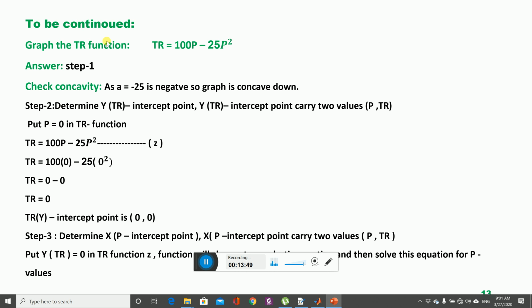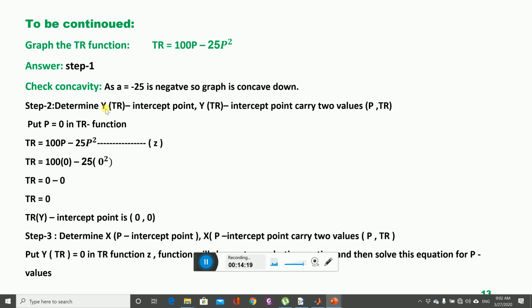Now we are going to graph the total revenue function. This is the total revenue function, 100p minus 25p square. This is a quadratic function, the highest power of the independent variable p is 2. Now we are graphing this using the steps. In the very first step, we check concavity. The coefficient of x square, meaning p square, is negative. That is why the graph is concave down.